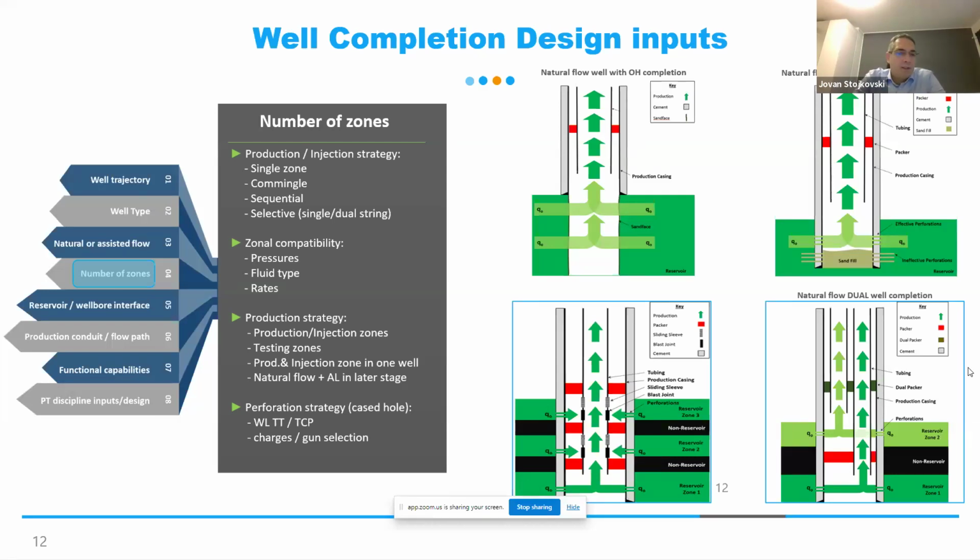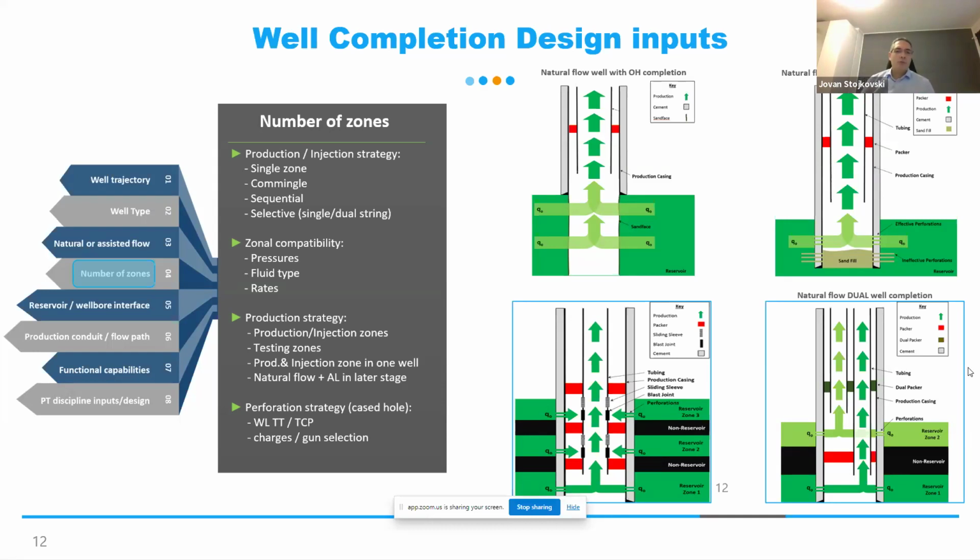Sometimes you have very complex wells where in the same wellbore you want to inject in one zone, but to produce in another one. This is also possible, but as I said, it's a little bit tricky and complex to do.